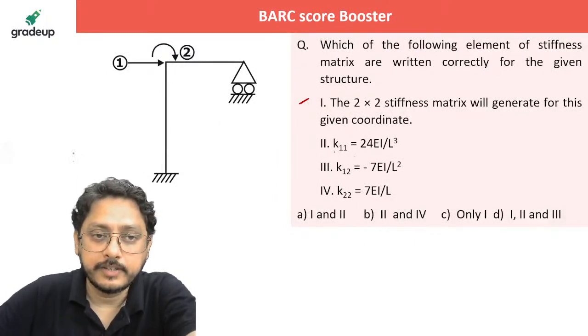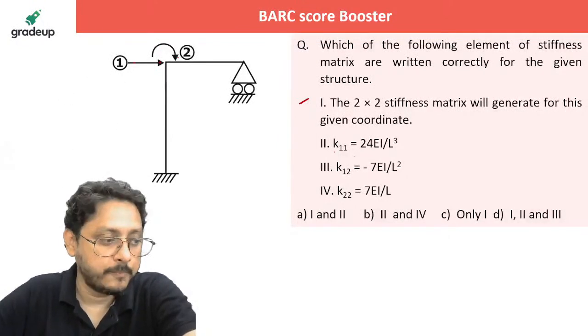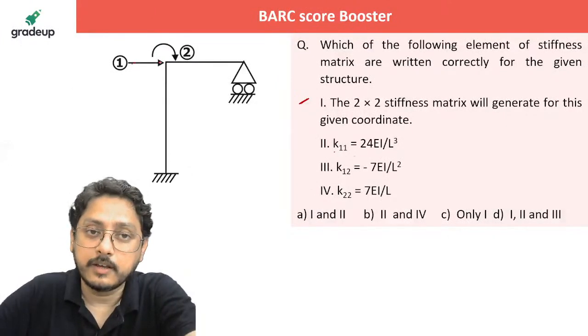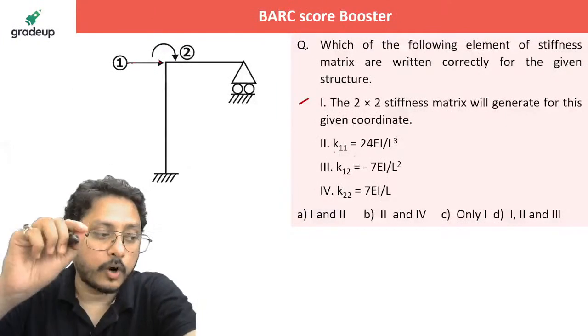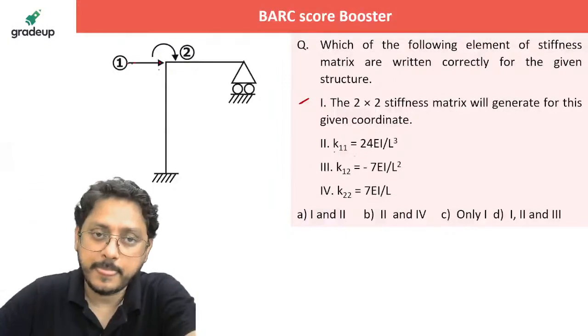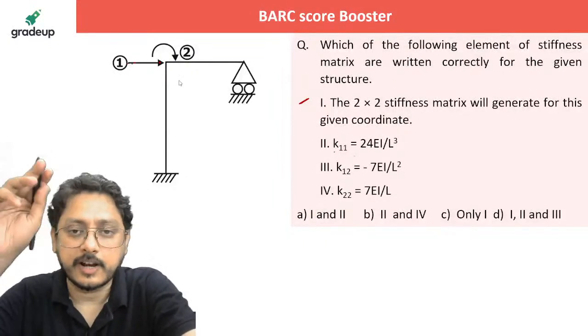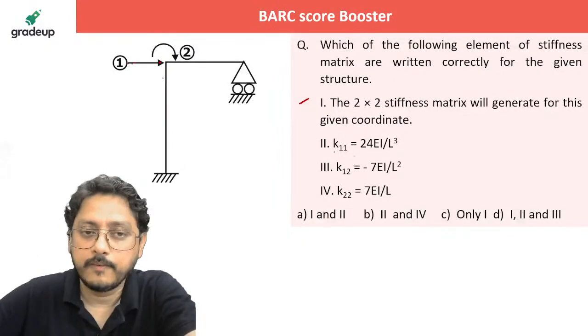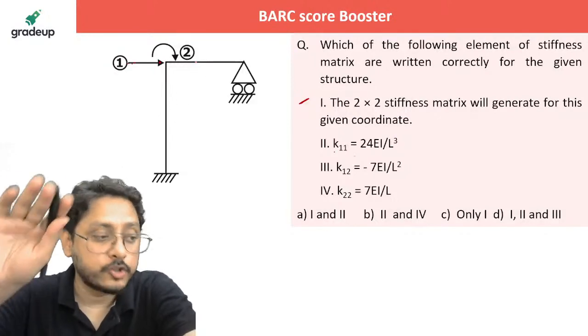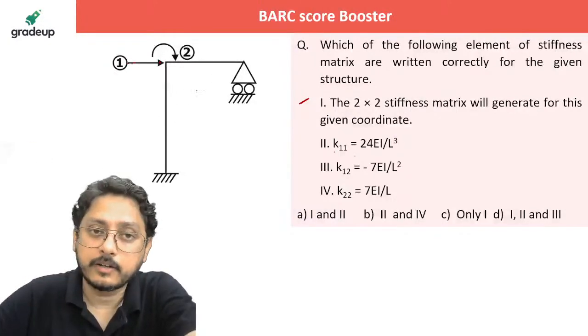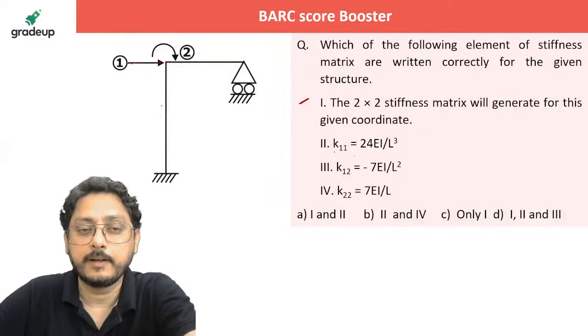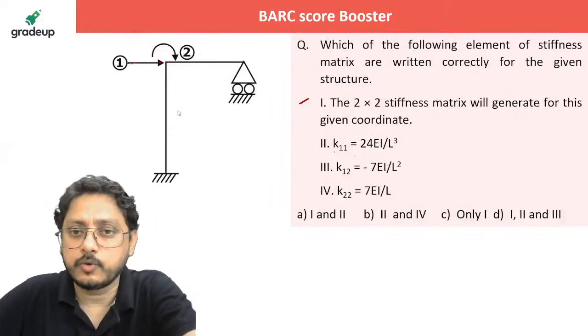First of all, you consider the structure. You have the translation at 1 and the rotation at 2. If you are considering any one of the coordinates, the other coordinate you seize it. So consider the translation at 1 and seize the coordinate 2. While you are seizing coordinate 2, you are ensuring that there is no rotation at this joint, right? Now if no rotation, what will happen?